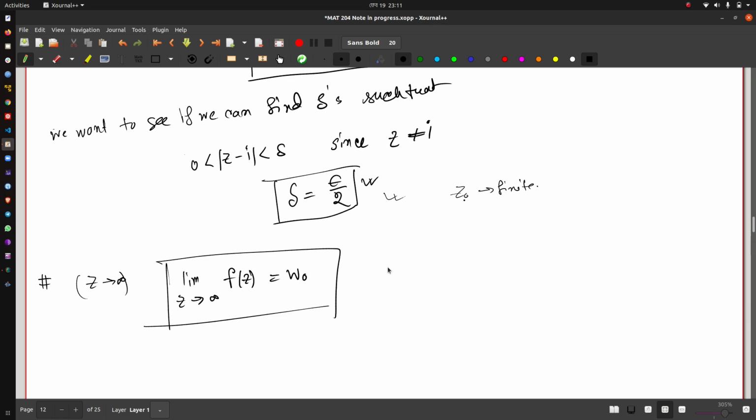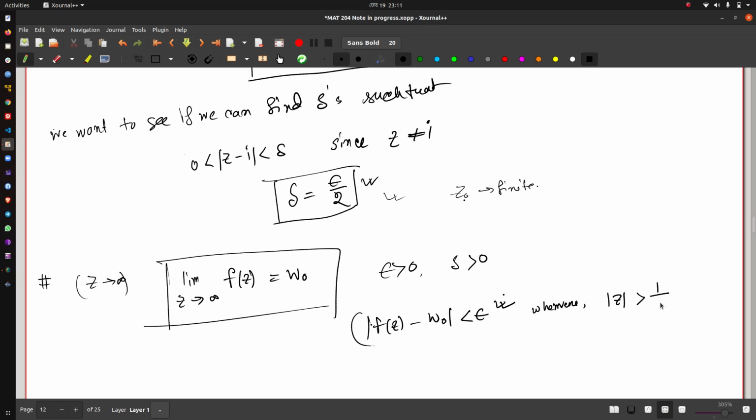And here, for every epsilon greater than 0, which is again sufficiently small, there should be a delta greater than 0, and this time the condition will be something like this. This condition stays the same. However, we have another condition. That means modulus of f(z) minus w naught is less than epsilon whenever the modulus of z is greater than 1 upon delta. So that's the kind of change that you expect when this limit z goes to infinity.